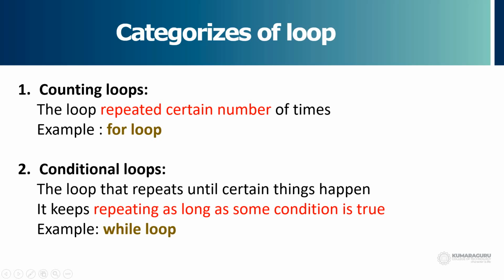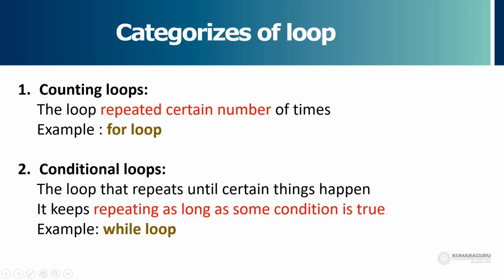Conditional loops are loops that repeat until certain things happen. It keeps repeating as long as some condition is true. In this case, you can use the while loop. For example, you want to calculate the sum of the digits of a given number. If we have a 3-digit number, the loop should be repeated 3 times. If we have a 5-digit number, the loop should be repeated 5 times. In this case, we can use the while loop.